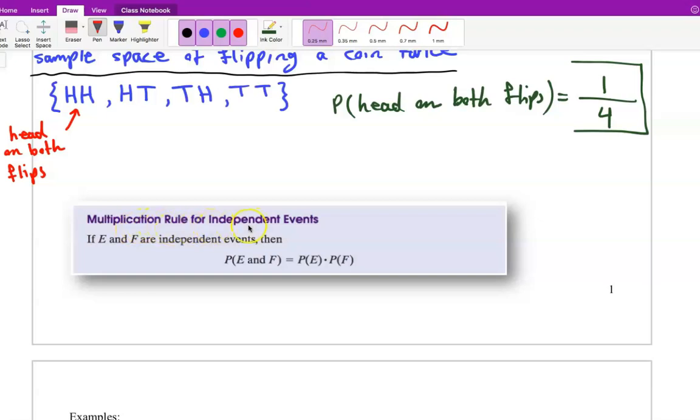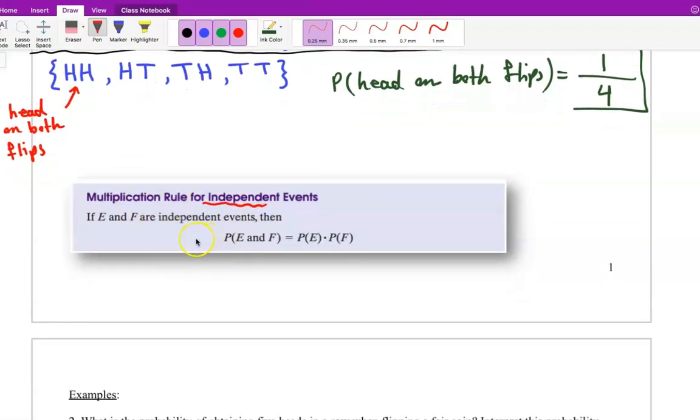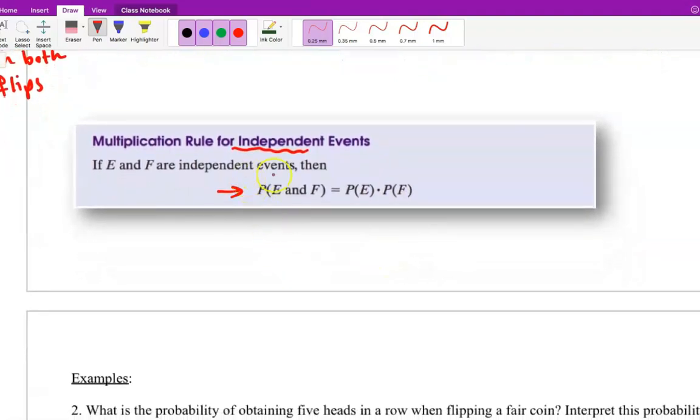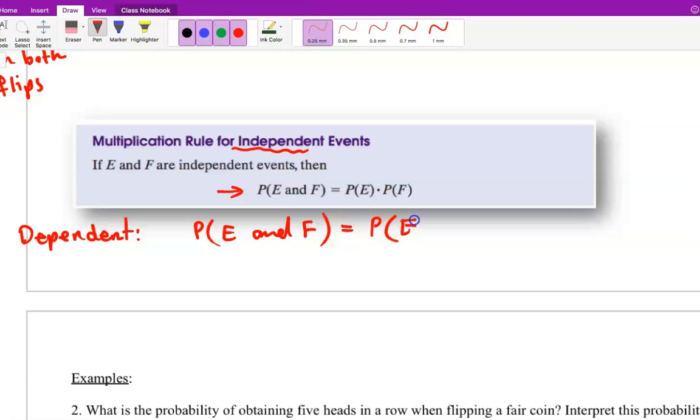Now next part is the multiplication rule for independent events. So this is what we have for this part. Probability of E and F is equal to probability of E multiplied by probability of F. We're going to cover dependent events later, but I'll write that part here too, so you can compare the difference. For dependent events, we have probability of E and F equal to probability of E multiplied by probability of F given E.